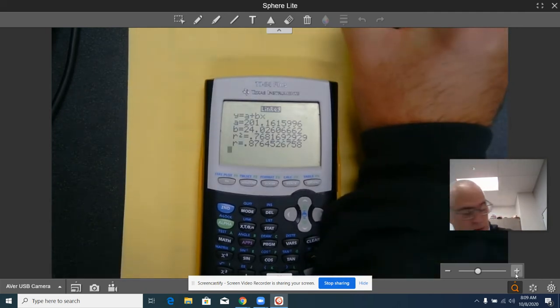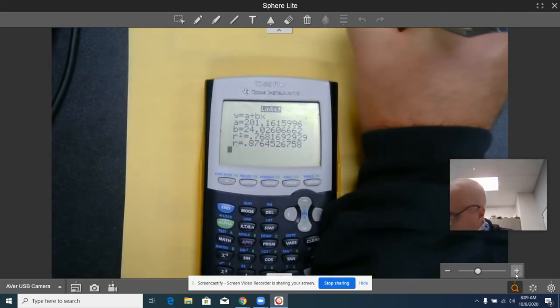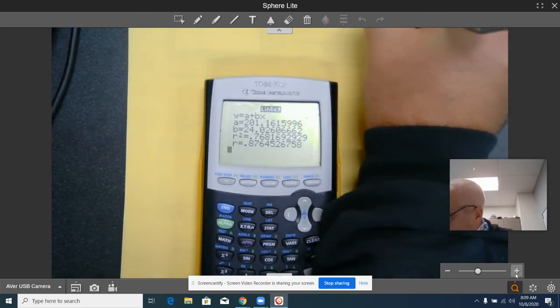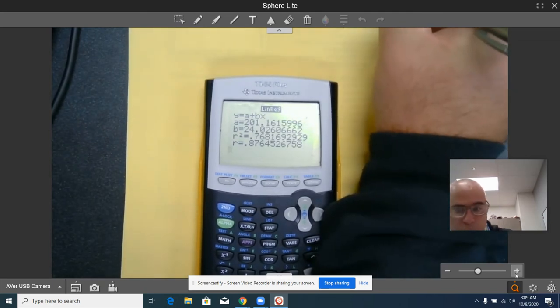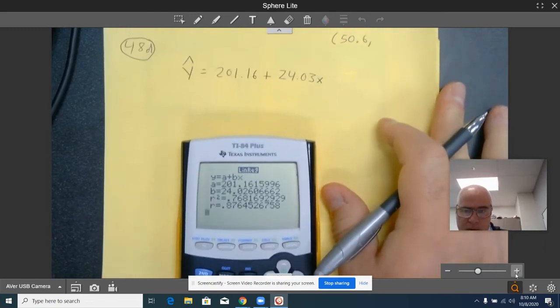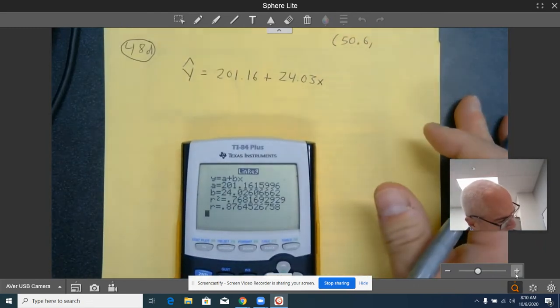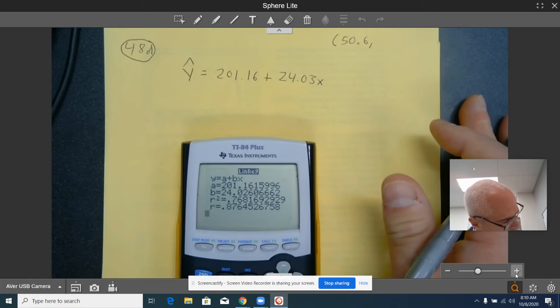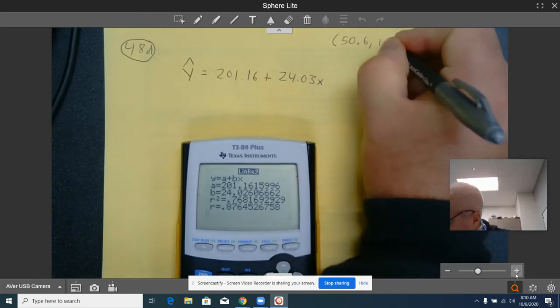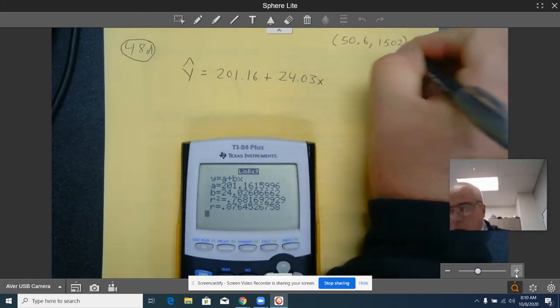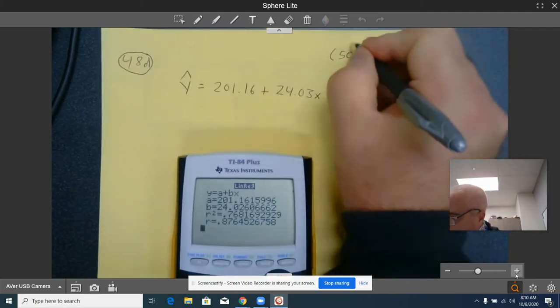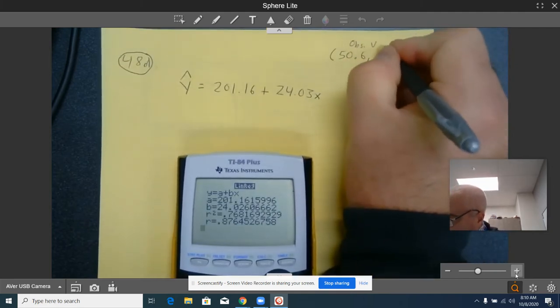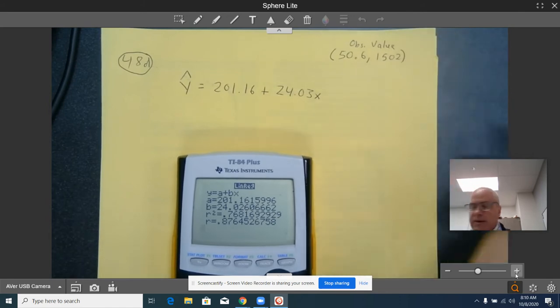So I'm going to write it as a point: 50.6, and then 1502 is what I saw. All right, so this is our observed value. Let's figure out what our predicted value was.